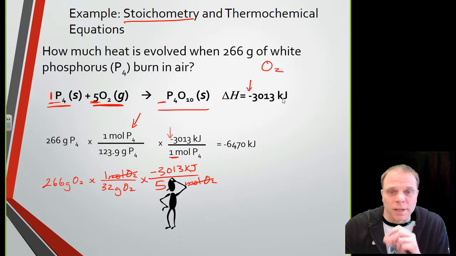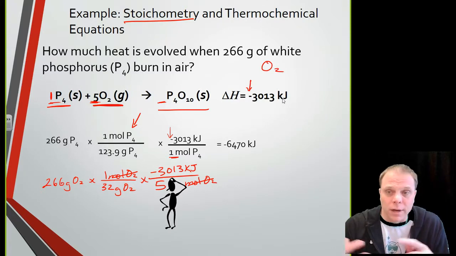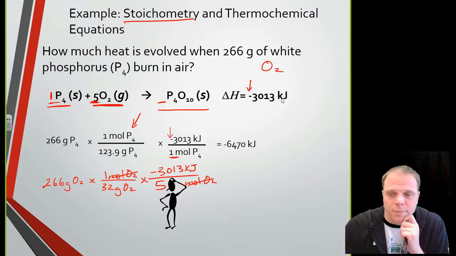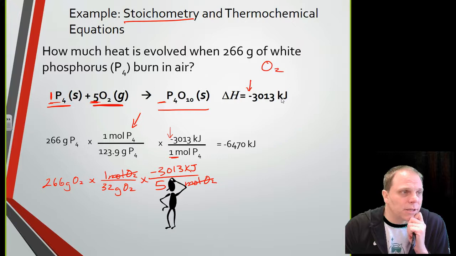Great question. So anyway, our answer for that top one would be minus 6,470 kilojoules, the total amount of heat evolved or given off as this white phosphorus burns in air. Great. Any other questions that we have?